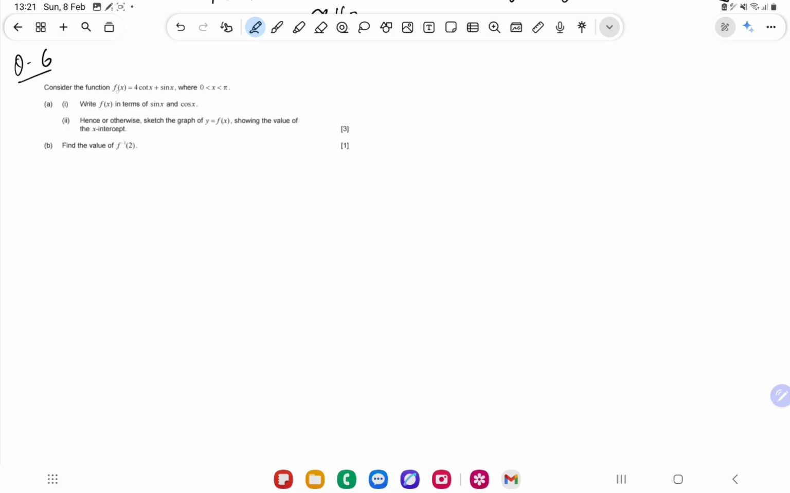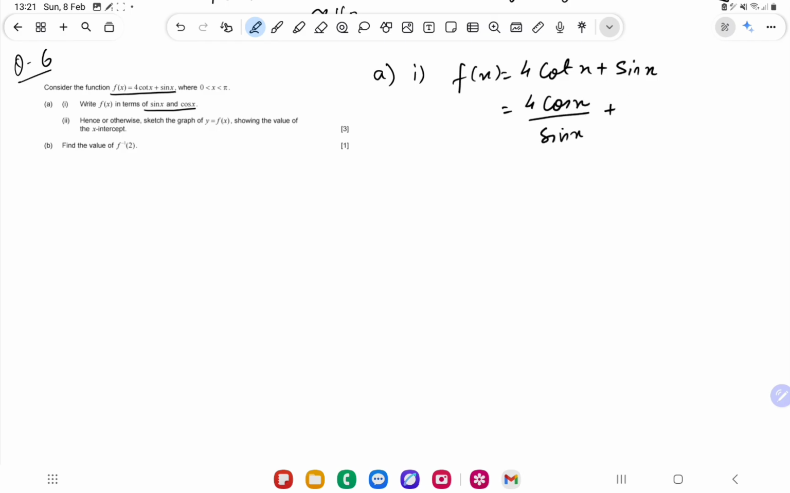In this question, the function is given to us as 4 cot x plus sin x, and we have to write f(x) in terms of sin x and cos x. So we will use basic conversions. First I will write the function 4 cot x plus sin x. So cot x is nothing but cos upon sin, and this sin x will be as it is. So I got my function in terms of sin x and cos x.